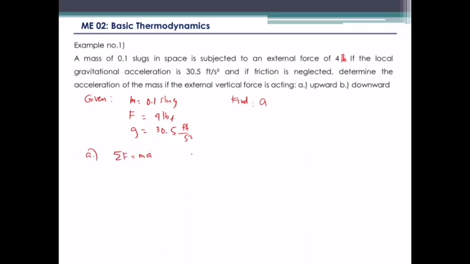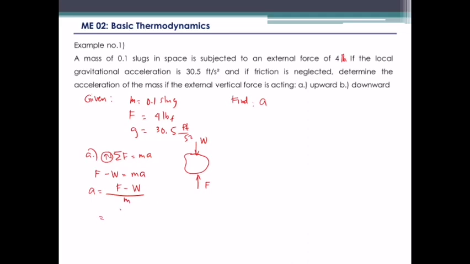If we have this mass, of course we have the weight downward. And for letter A, there is a vertical force F acting upward, the 4 pound force. Considering upward forces as positive, we have upward F minus downward weight is equal to ma. So the acceleration is equal to the force minus the weight over the mass.